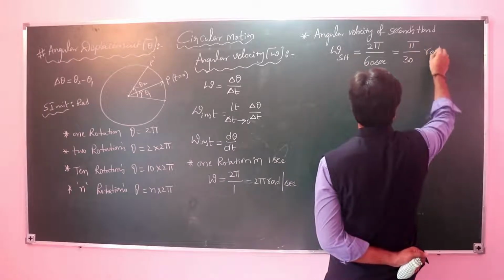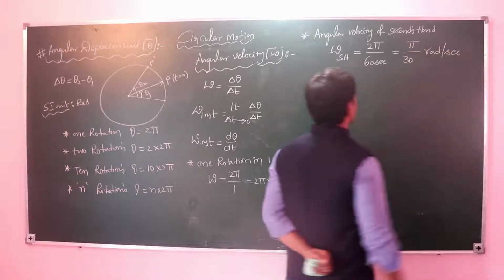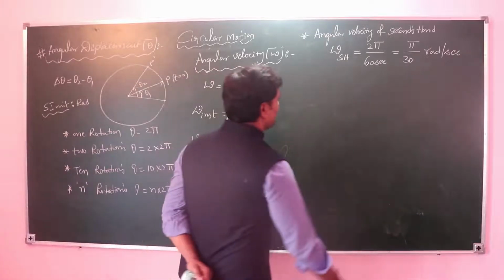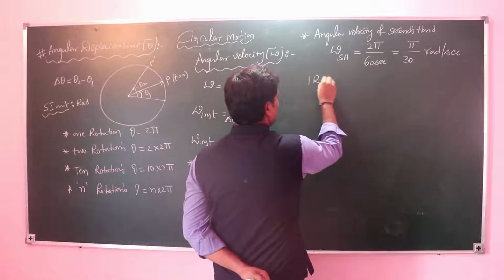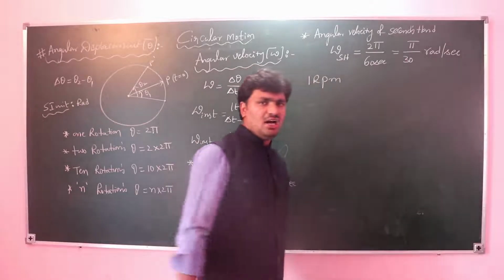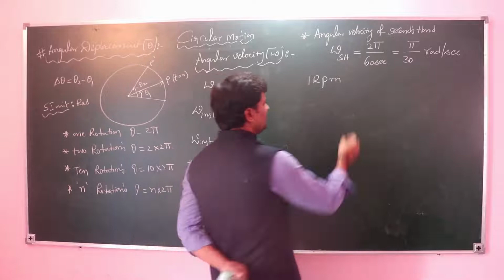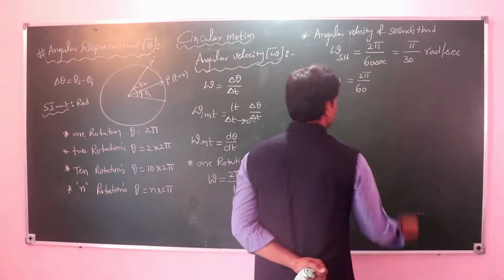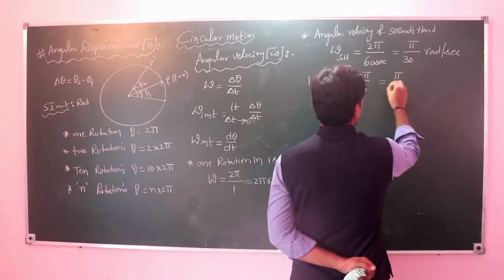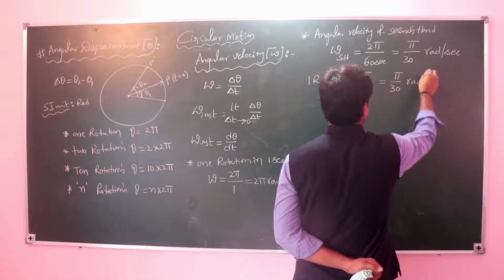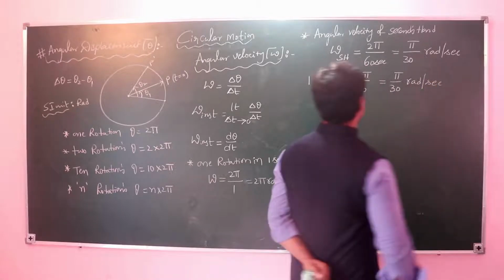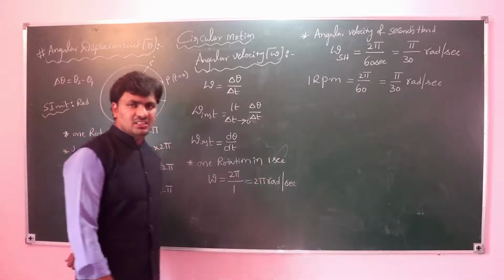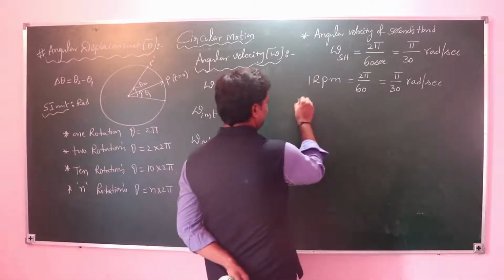pi by 30 radian per second. This we can also name as 1 RPM, meaning 1 revolution per minute. 1 RPM is equal to 1 revolution, 2 pi, per minute, 60 seconds. So that is equal to simply pi by 30 radian per second. This is also a unit here. Sometimes they may give 1 RPM. 1 revolution per minute is equal to pi by 30 radian per second.